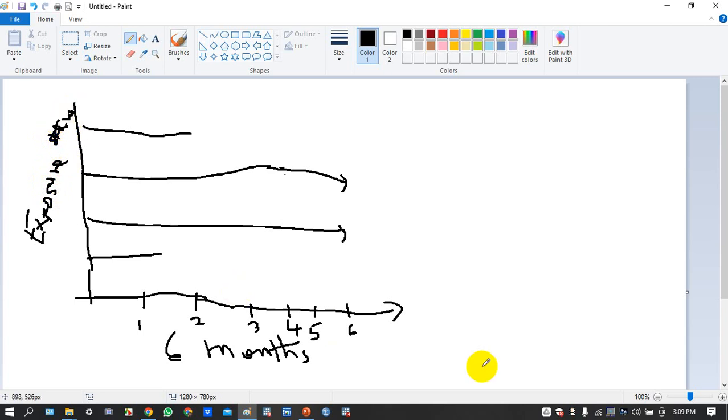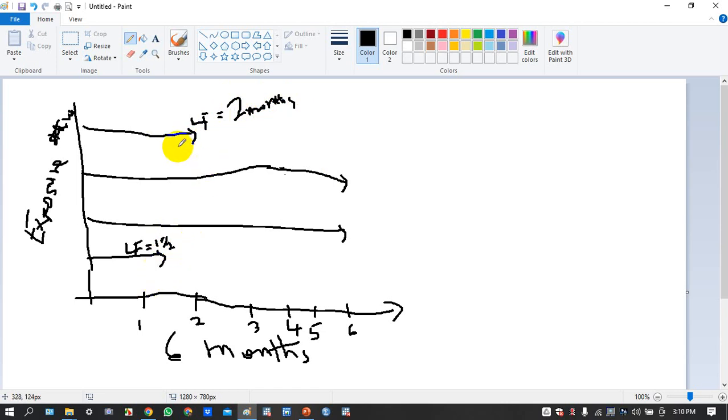Okay, so if this person dropped out, this person also dropped out, that is lost to follow up. LF, loss to follow up. This one also loss to follow up. This one, 1.5 months. This one dropped out at 2 months.